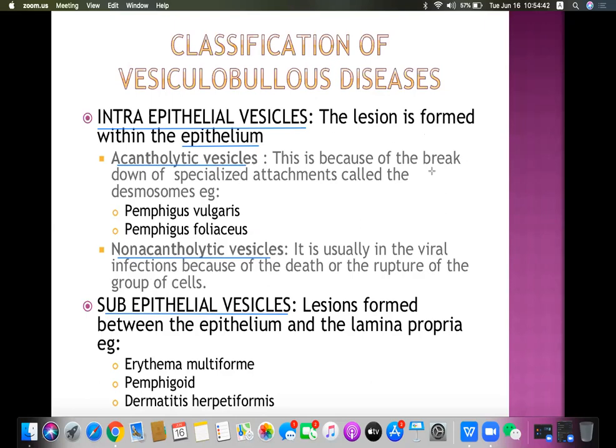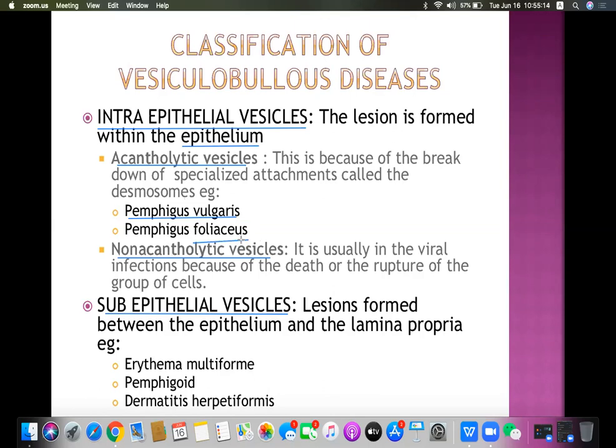Now, what do we mean by acantholytic vesicle? This is because of the breakdown of a specialized attachment called the desmosome. Just now I showed you what the desmosome is. So these desmosomes are broken, they're destroyed in acantholytic vesicles. That means there is no attachment between the cells. Cells are free now. The common disorders are Pemphigus vulgaris and Pemphigus foliaceus. Vulgaris is much more important than foliaceus. We are going to talk in detail about each of them.